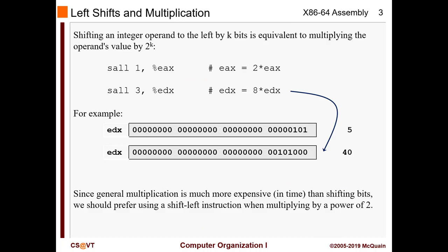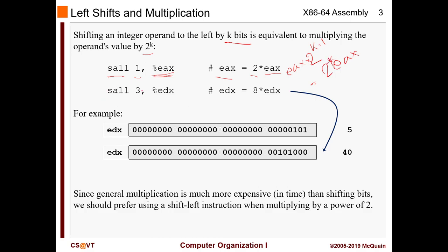You can actually use left shifts to do multiplication, because shifting an integer operand to the left by k bits is equivalent to multiplying the operand's value by 2 to the power k. So if you have SALL, we already saw that SALL means left shift by 1, and we are going to left shift the value that's inside this register. It's going to be equivalent to EAX equals 2 times EAX. The reason is, remember we said over here that if it's shifted by k bits, it's going to be 2 to the power k. And this is how it looks. And over here, k is 1.